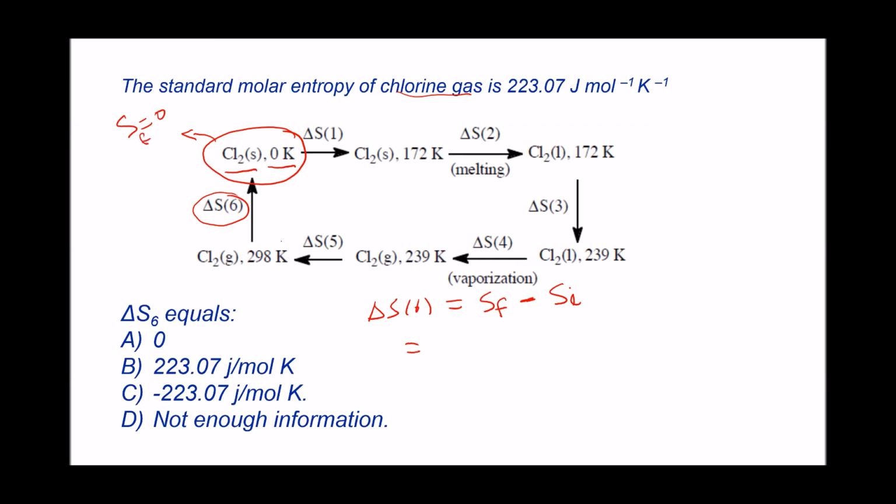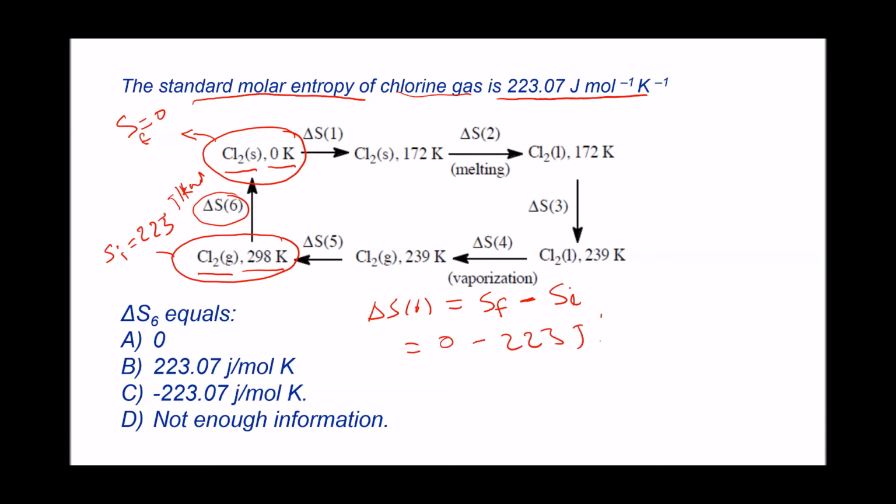The initial entropy of the system is a gaseous phase at 25 degrees, which is the standard molar entropy of the sample as given. So the initial state of the system is actually 223 joules per Kelvin per mole. So delta S6 is going to equal 0 minus 223 joules per Kelvin per mole. It's going to equal negative that number.